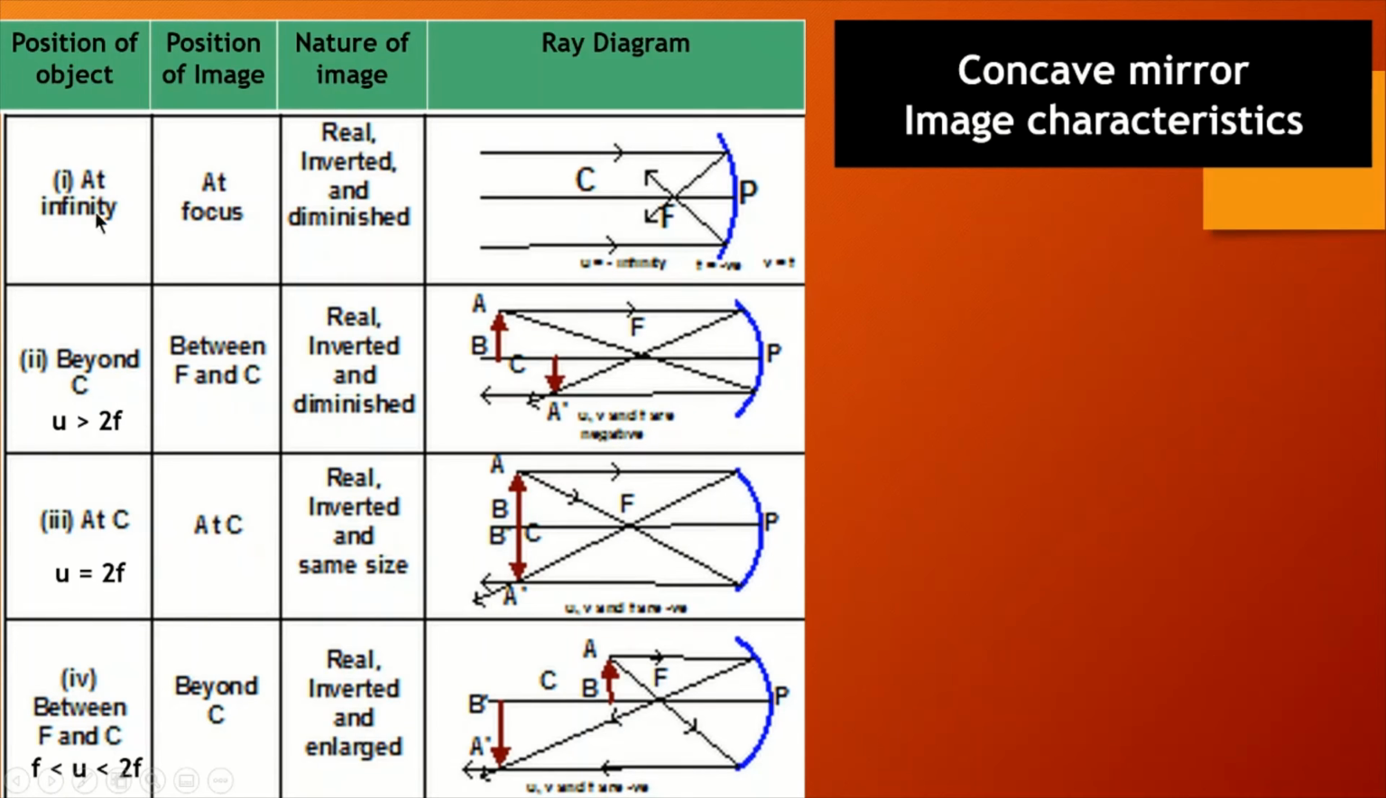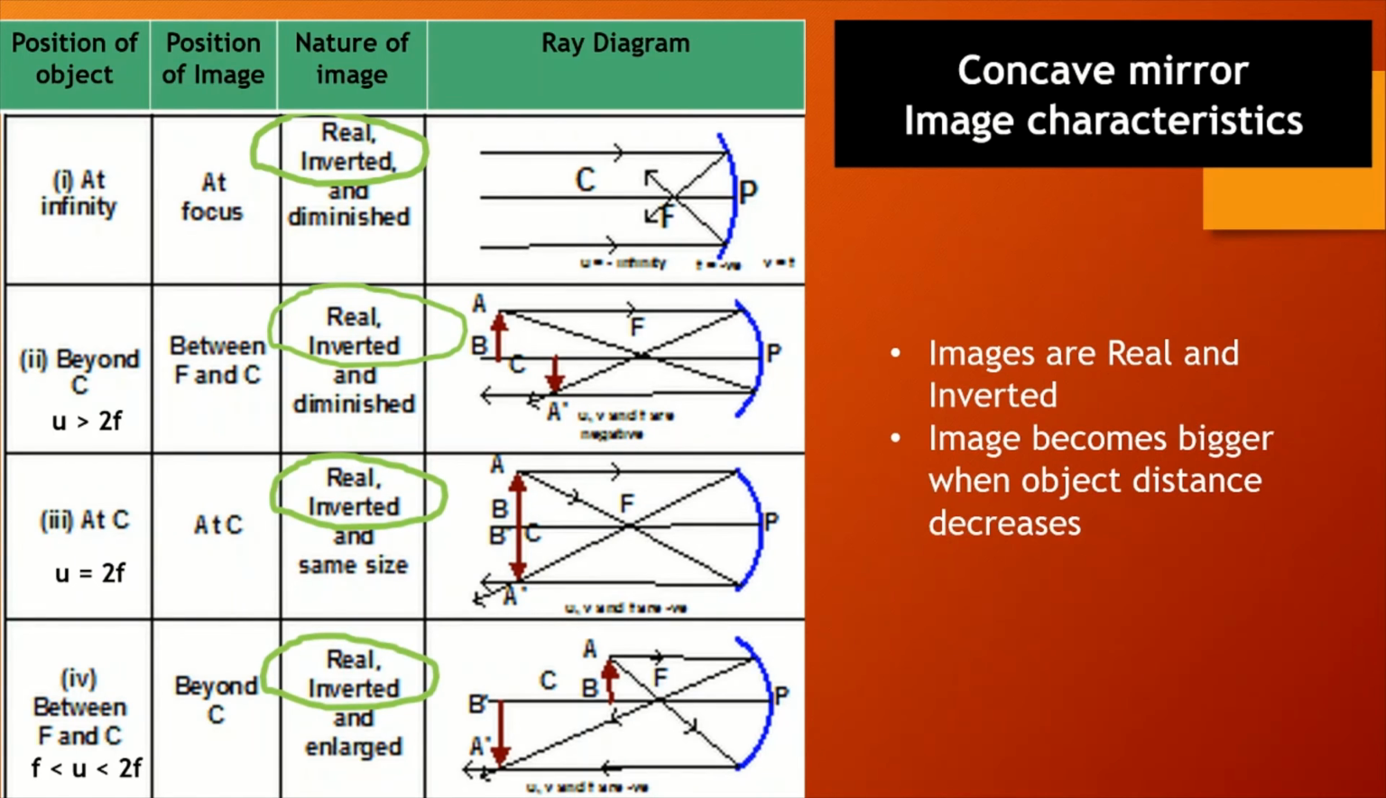So from these cases, case number 1, 2, and 3, we can make a conclusion saying that all these three cases have real and inverted image. And as the object is placed nearer to the mirror, the image becomes bigger, right? When the object distance decreases, the size of the image becomes bigger. From diminished to same size to magnified.